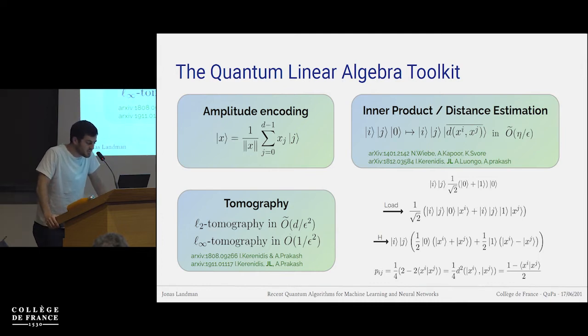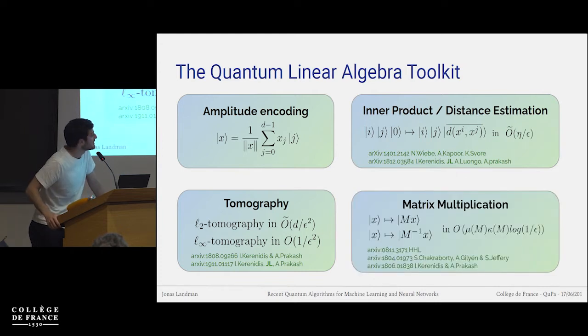The circuit is pretty simple. Given the ability of loading this vector in the amplitude encoding, you just have to apply a Hadamard gate, and then the probability or the amplitude of some state is actually proportional to your inner product, and then you have to do the amplitude estimation. I don't want to go too much into details. We might talk about it later.